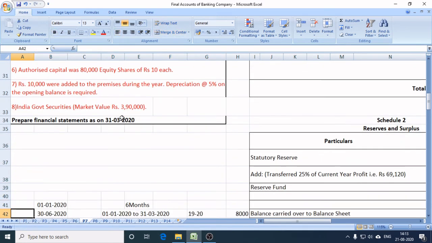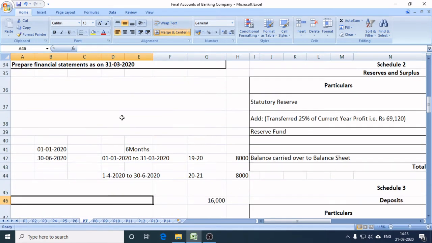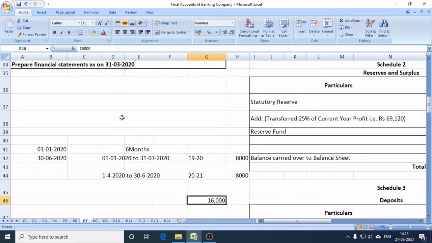Now let's say you are a bank and you have invested a certain sum as on 1st January 2020, and it will mature on 13 June 2020, and on 13 June 2020 you will receive an interest amount of rupees 16,000. Your date of investment is 1st January 2020 and date of maturity is 13 June 2020, and on that date you will receive rupees 16,000 as interest.